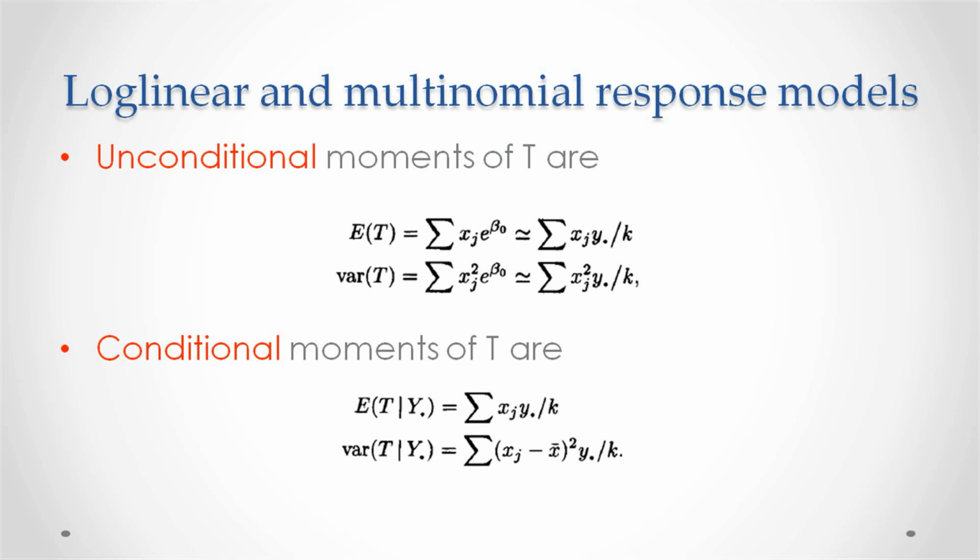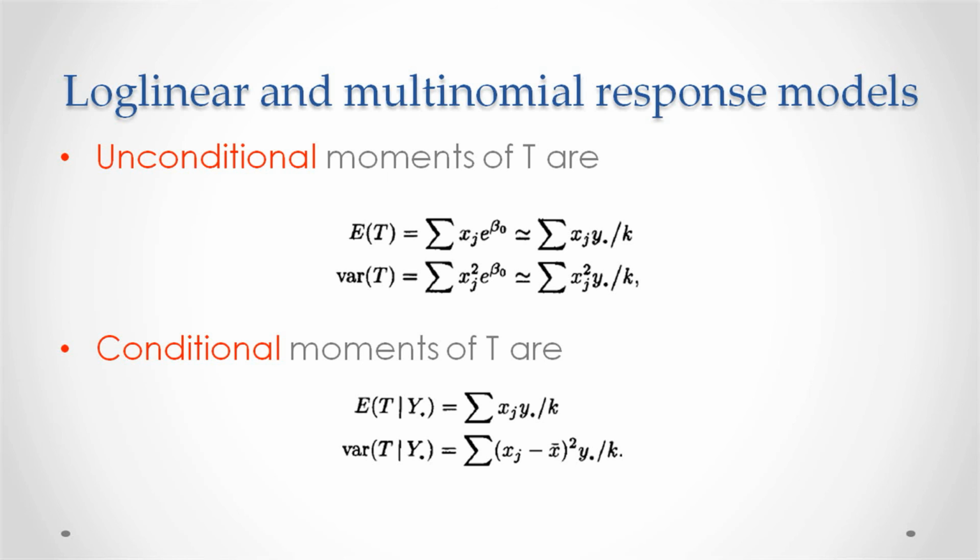Now, unconditional moments of T are as given on this slide. Expectation of T is approximately of the form summation xj y naught by k, and variance of T is approximately summation xj square y naught by k. The conditional moments of T are as given on the last two lines of this slide, and we can see, for example, that the estimate of the unconditional variance of T is quite different from the exact conditional variance.